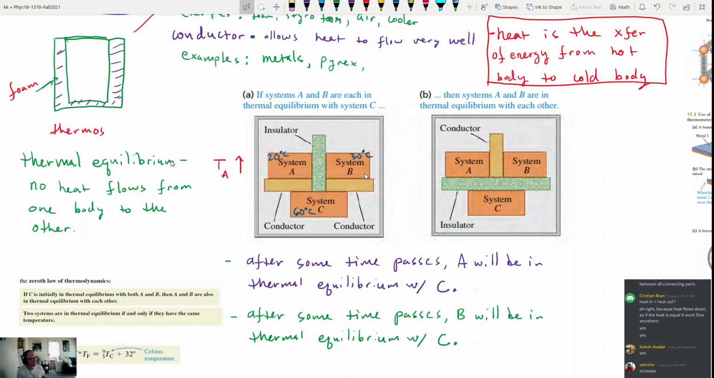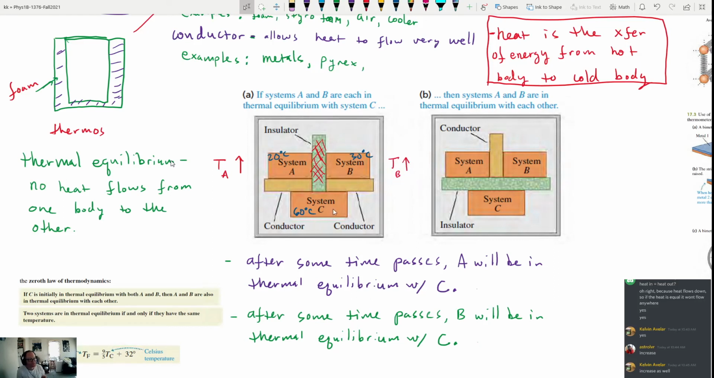What's going to happen to system B? Is the temperature going to increase or decrease? It's at 30. It's in thermal contact with 60. The insulator here, keep in mind, stops the heat from flowing between A and B. It doesn't completely stop it, but it slows it down considerably. So what's going to happen to system B? Is its temperature going to go up or down? It's 30 degrees. System C is 60 degrees. It's also going to go up. That's exactly right. So the temperature of object B will also increase, right?